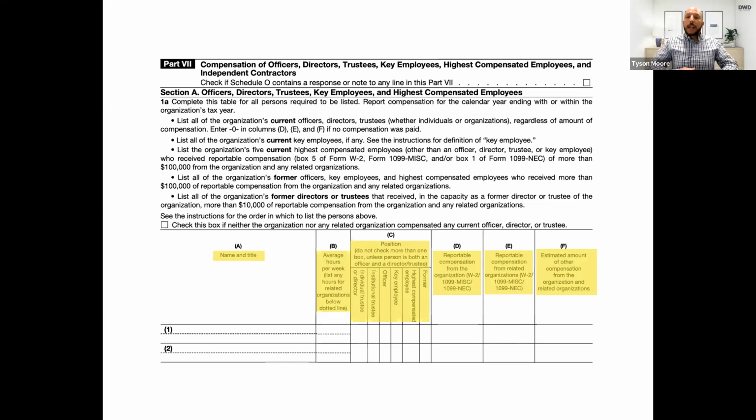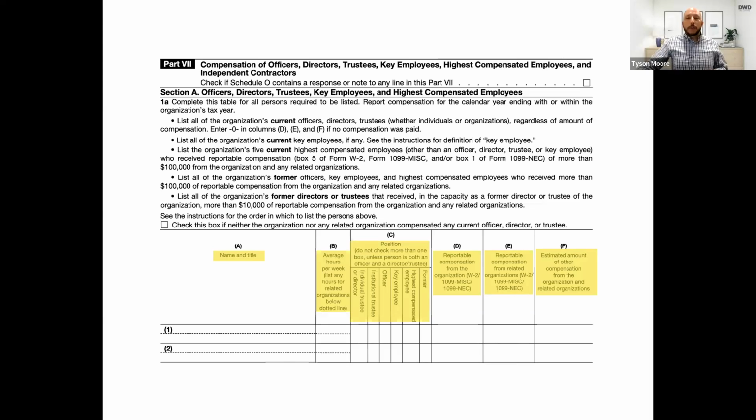So you can get a better idea as to who's actually on their board. First, we need to list the name and title of anyone that served on the board at any time during the year. They may have turned off early or left early, but if they served at any time during the year, their name needs to be listed here. And then their title: if they were a chair, a vice chair, a secretary, or just a director, and then the average number of hours per week that they commit to the organization.